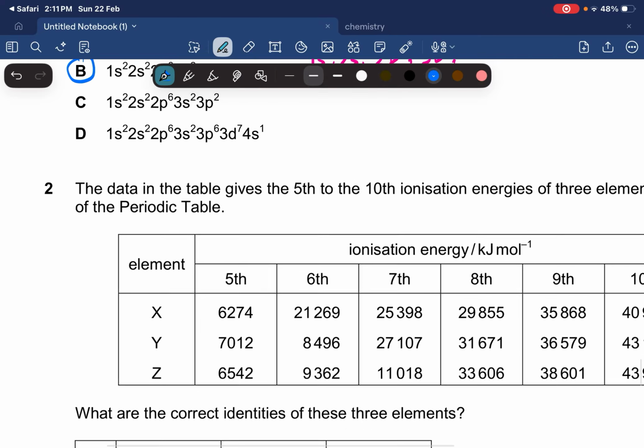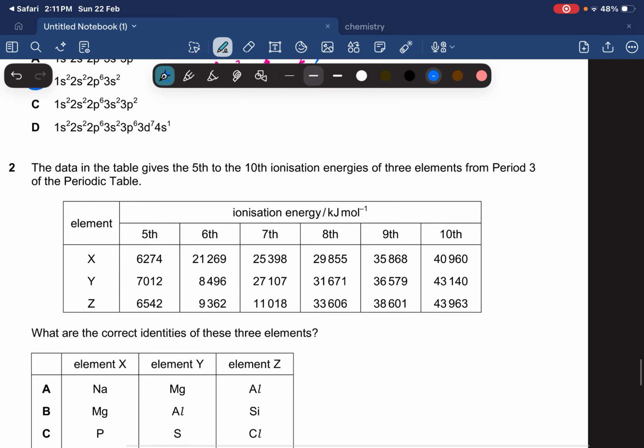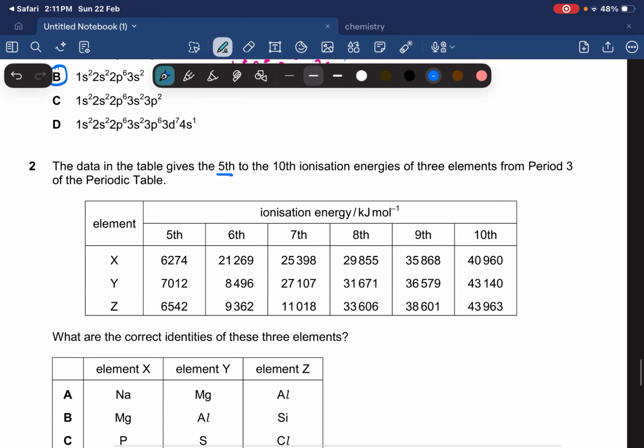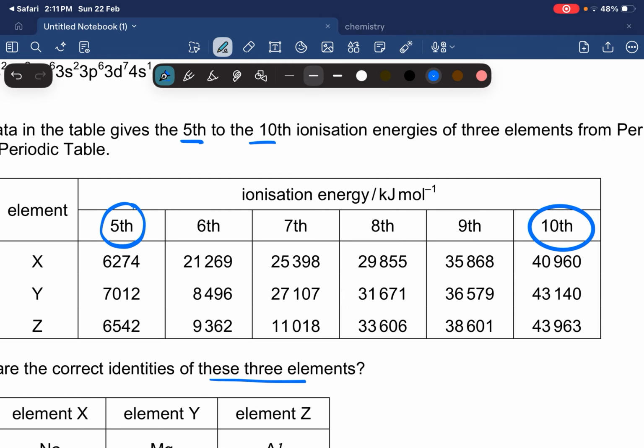is gone. The data in the table gives the 5th to 10th ionization energies of 3 elements from period 3 of the periodic table. From the 5th to 10th ionization energies we're given, we have to figure out the correct identities of the 3 elements. We need to figure out just one thing, the big jump. Where does the big jump come in the ionization energies? From 6,000 to 21,000. That's a very big jump.